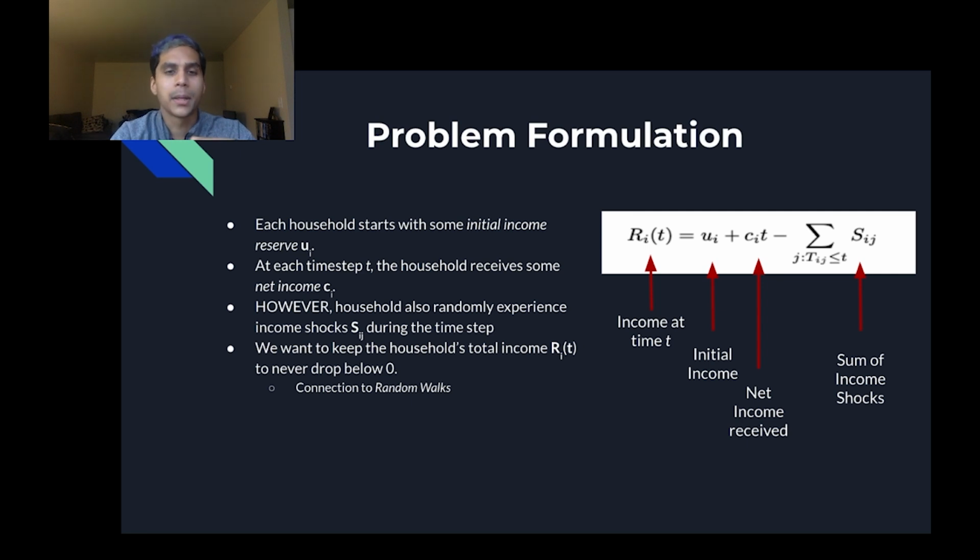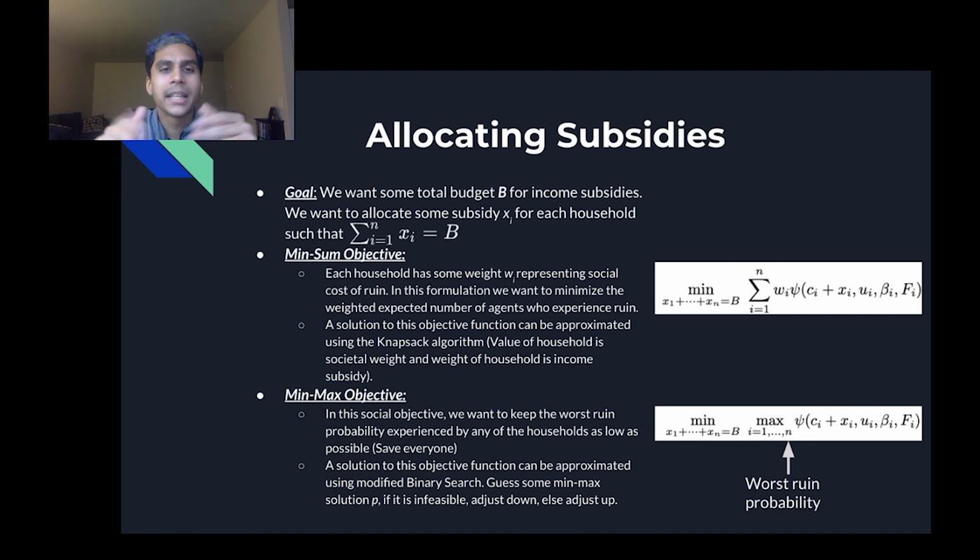So how do we solve this problem? Essentially, the problem is how do we allocate those income subsidies such that the household's random walk always stays above 0, or reduce the likelihood that the household's random walk ever goes below 0. Well, there's two ways we can think about allocating these income subsidies. We have some fixed budget B for allocating income subsidies, and we want to give a subsidy x_i to each household, such that the sum of x_i equals B.